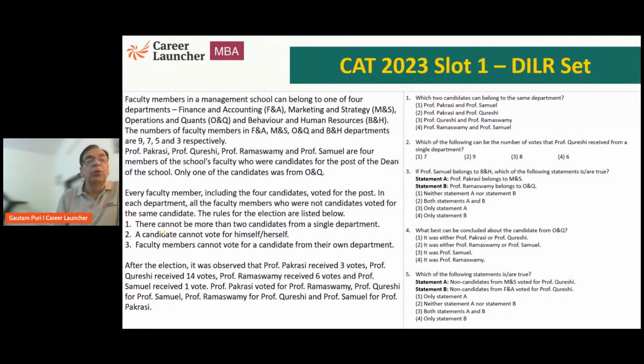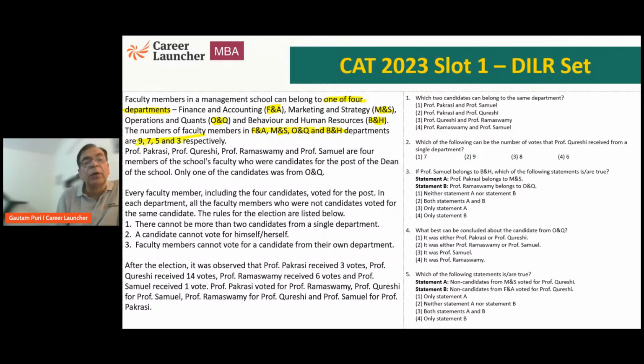Okay, let's go to the data. Faculty members in a management school can belong to one of the 4 departments. Departments are finance and accounting, FA; marketing and strategy, MS; operations and quant, OQ; and behavior and human resources, B&H. The number of faculty members in the 4 departments are 9, 7, 5, and 3.